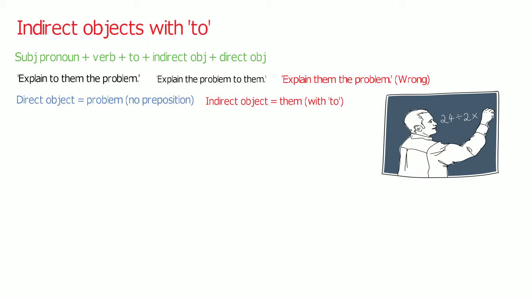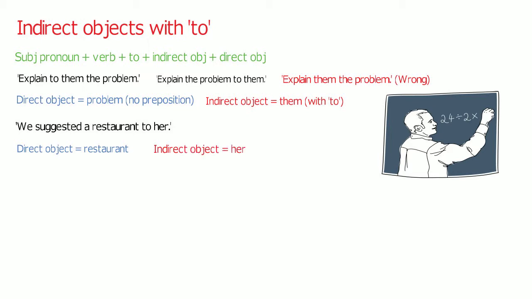Let's take another example. Suggest a restaurant to her. What is the direct object here? Correct, the restaurant. And the indirect object? Right, her. Suggest her a restaurant is incorrect. You need the to indicate that her is the receiver of the suggestion.